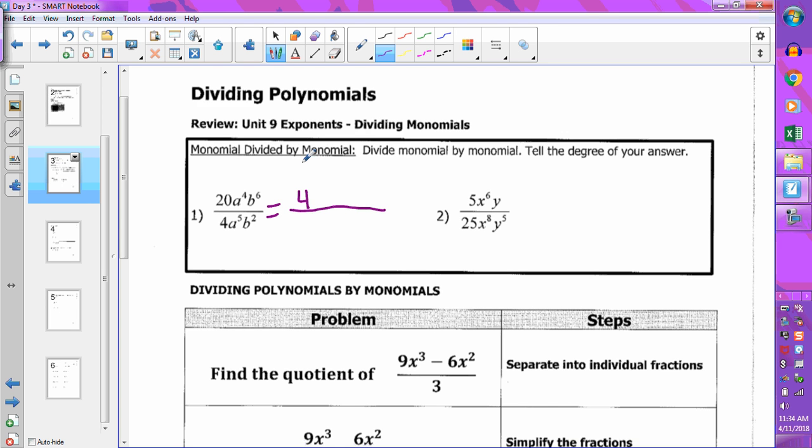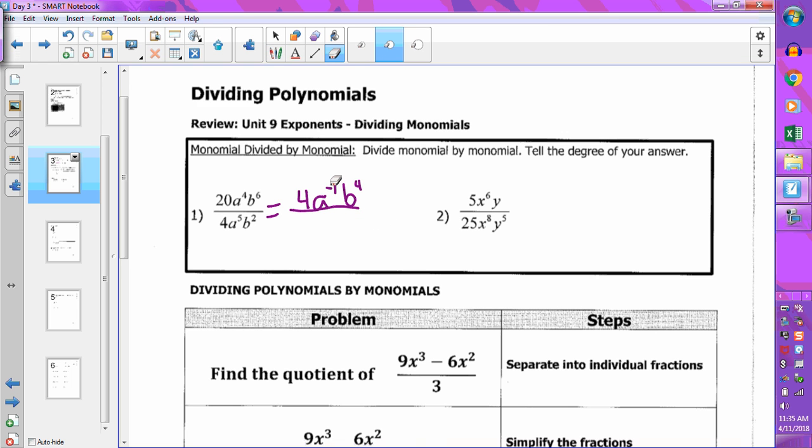We know when we divide and we're dealing with exponents, we have to subtract, always from the top to the bottom. So if you were to subtract 4 from 5, that would give me a to the negative 1st degree. And then if you were to subtract 6 from 2, that would give us b to the 4th degree. The only problem is that we cannot have a negative exponent.